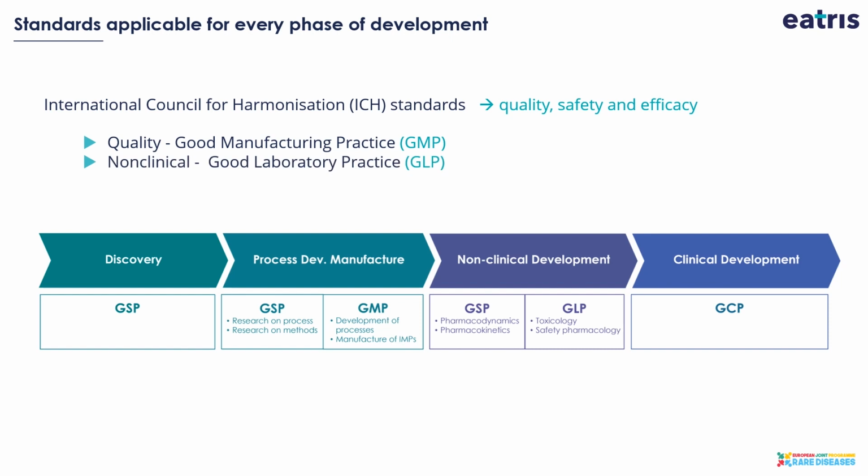In the non-clinical phase, there is good laboratory practice, GLP, which regulates the process and conditions under which non-clinical research is conducted. GLP also governs how this research facility should be maintained in time. Finally, good clinical practice regulates how clinical research is conducted and covers study design, methodology, data reporting, all related to clinical trials.